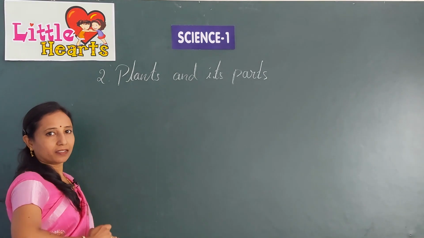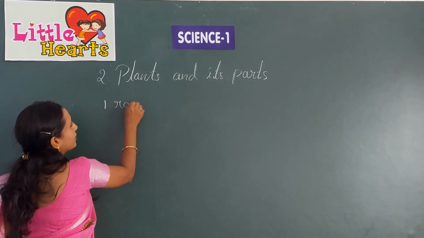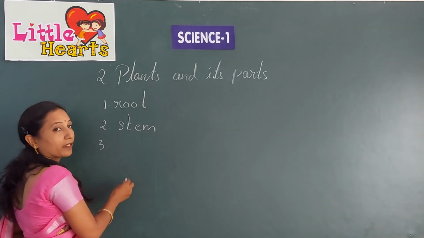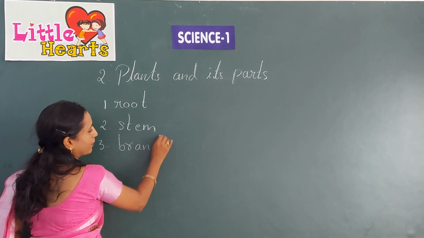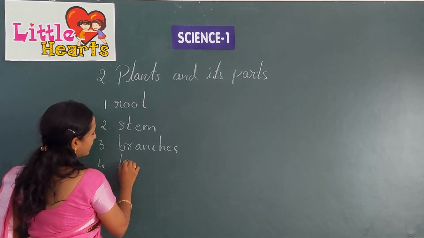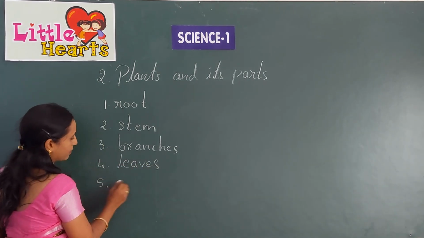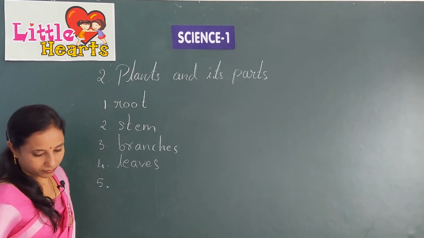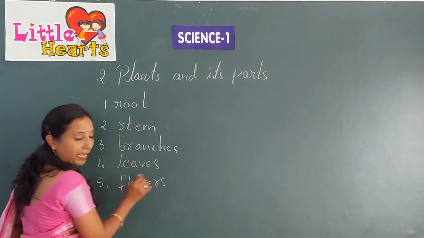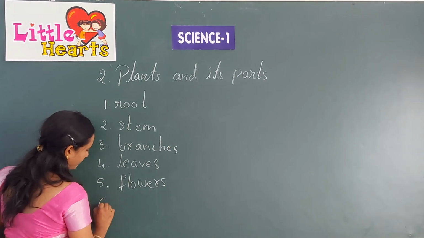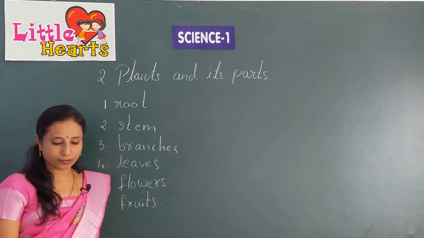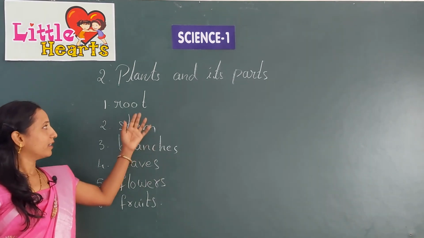We will come from the down part. First one is root, second one stem, next branches, next leaves, next flowers, and the next one is fruits. Yes, fruits. So, in today's class, first of all, we will discuss root.